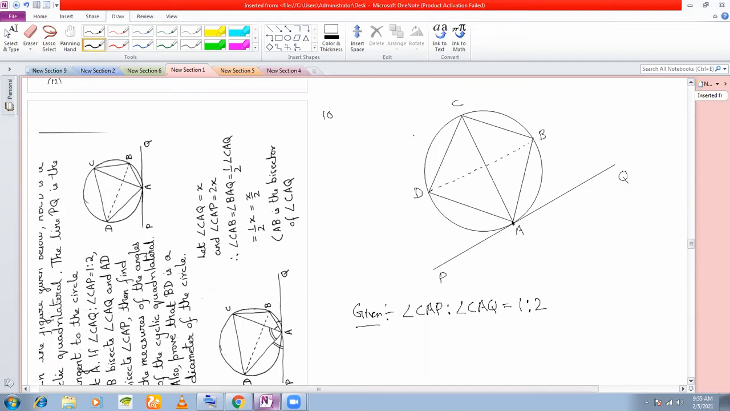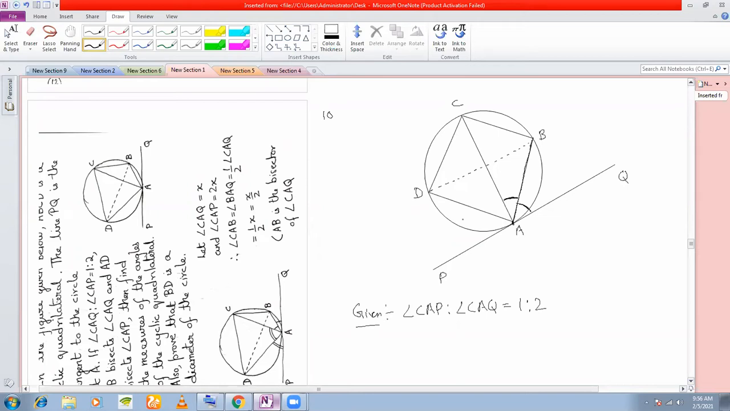Anyway, we'll come to that later. The ratio of the angles is given: CAP is to CAQ is 1 is to 2. Also given that AB bisects angle CAQ. So this line here, AB, bisects this angle. That means these two angles are equal, because AB is a bisector of CAQ.